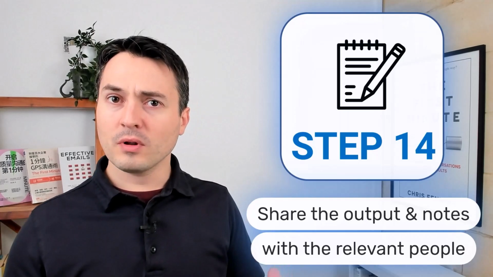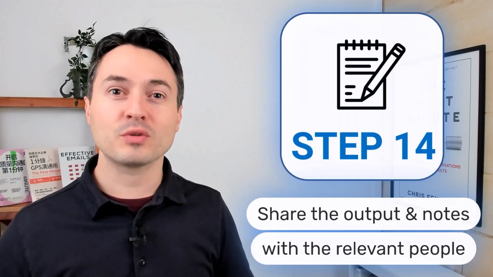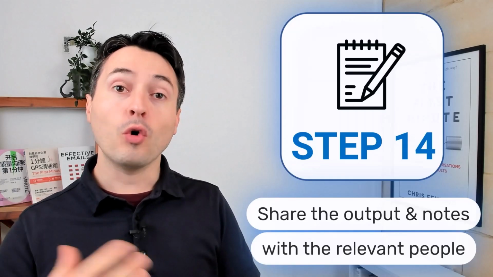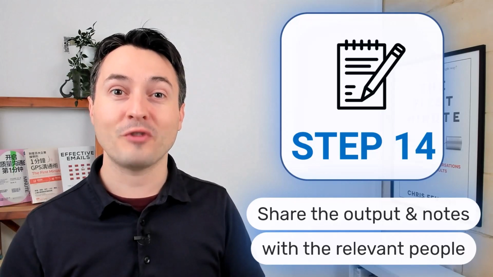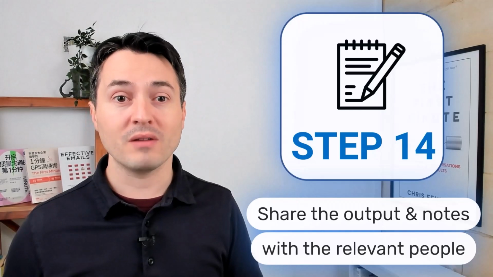With the relevant people, well, that's going to include all the people in the meeting, but it may also include people who didn't attend but need to receive the output or are going to be involved in some of those follow-up actions. So you're going to share the output and notes with the relevant people.